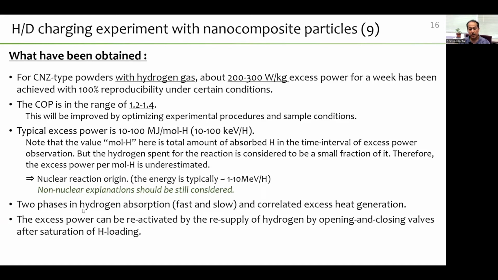And two phases in hydrogen absorption, a fast and a slow absorption phase, and correlated excess heat generation were observed. Excess power can be reactivated by the resupply of hydrogen by opening and closing valves after saturation of loading.